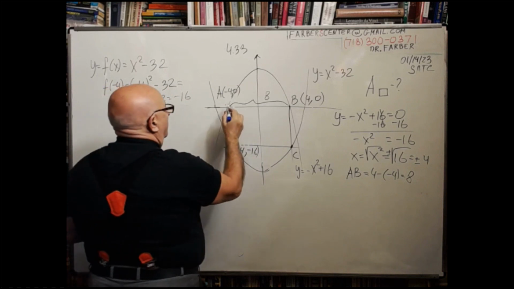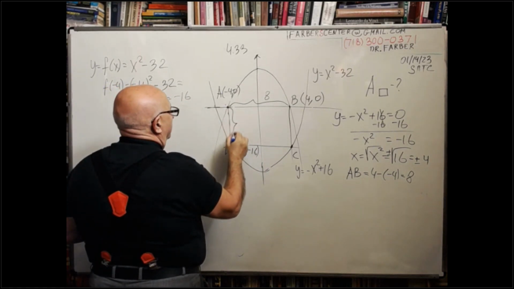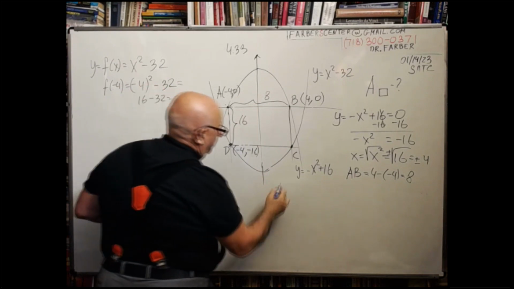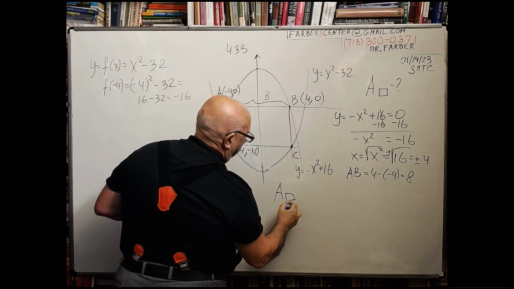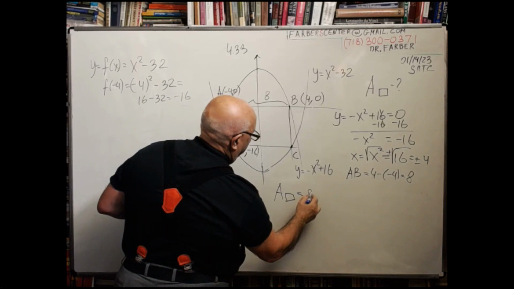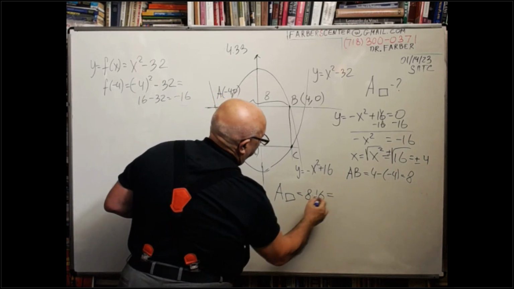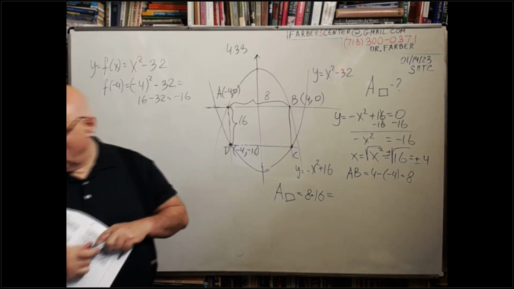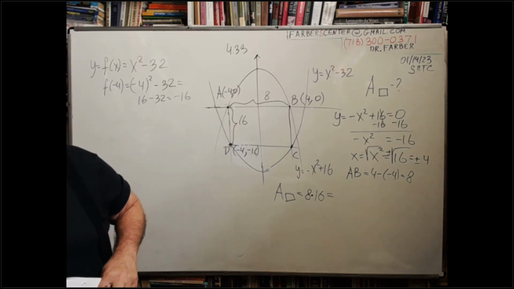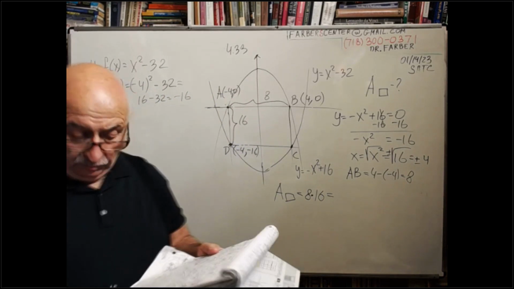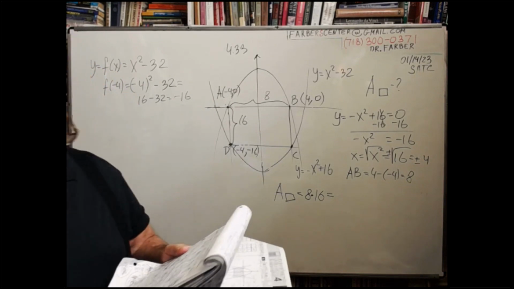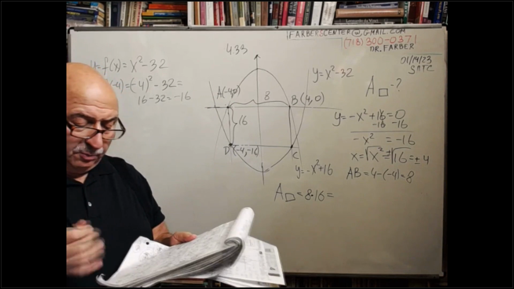Since length is a scalar, not a vector, this is 16, and this is 8. So the area of the rectangle is 8 times 16. So far, so good. Any questions for these students? It was 433. If you have any questions, ask me. You understand everything up to this point.